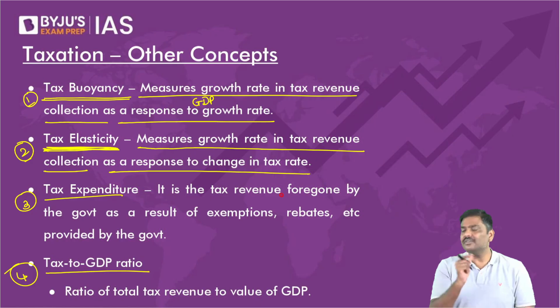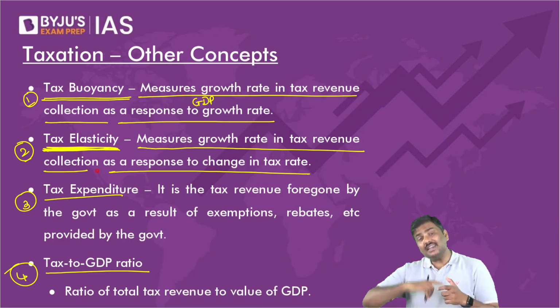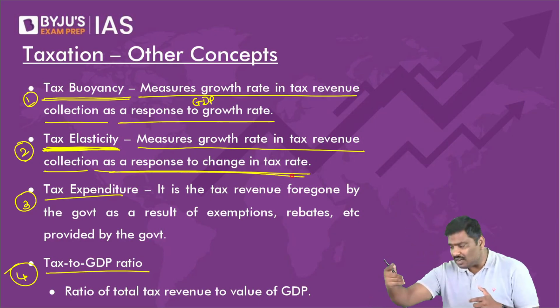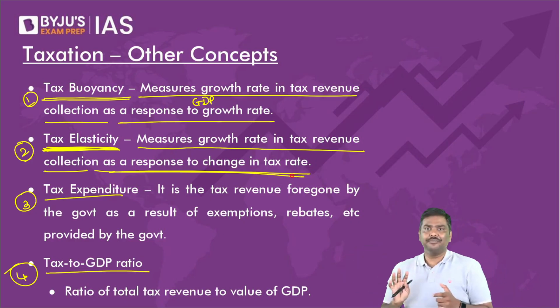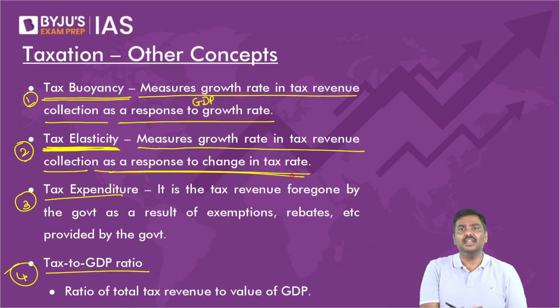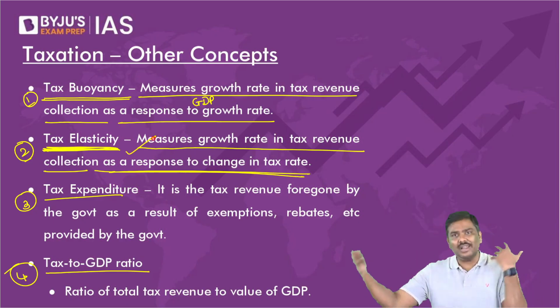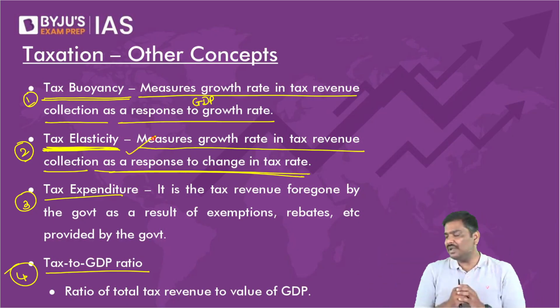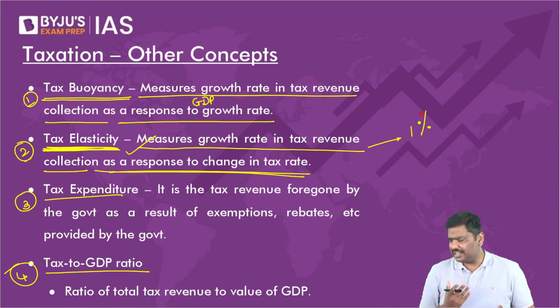Please make observations. Tax elasticity is, if you change the tax rate, as a result of this, how much is the change in the taxes collected? That is basically tax elasticity. Is the tax elastic? Is the tax less elastic, more elastic? For example, if the government of India changes the tax rate by 1%, overall tax revenue will change by how much percentage?